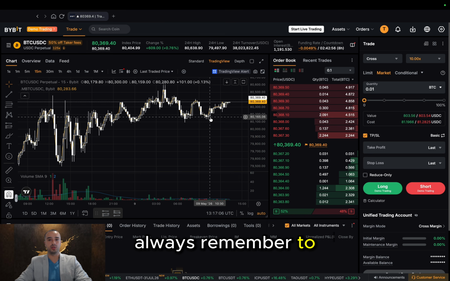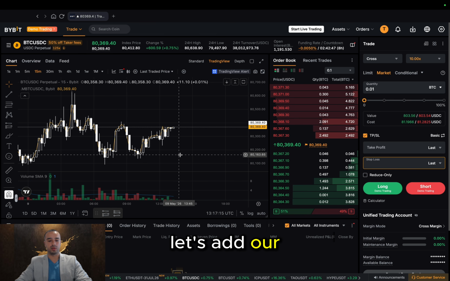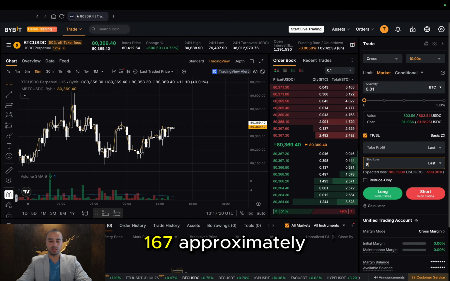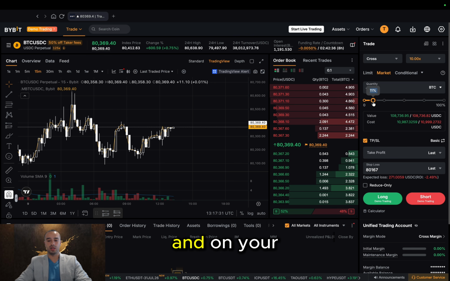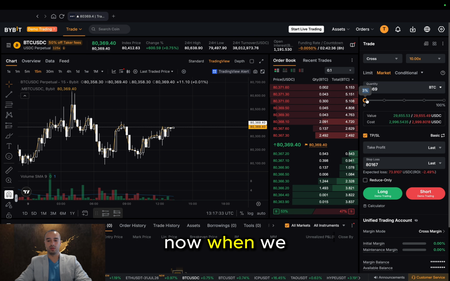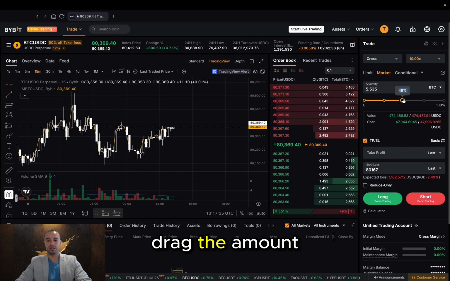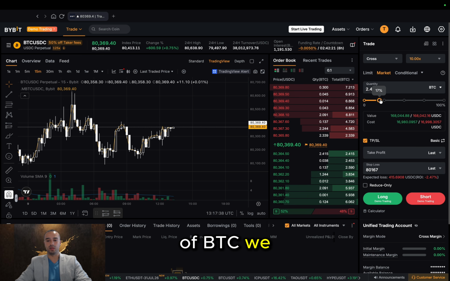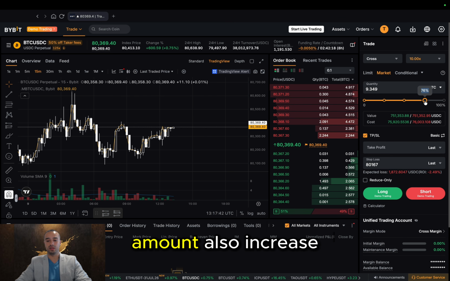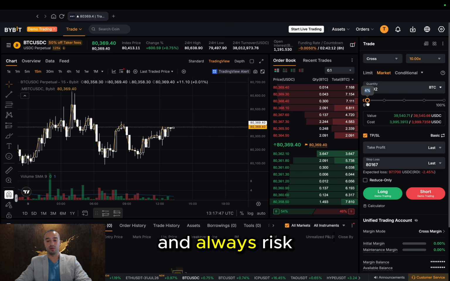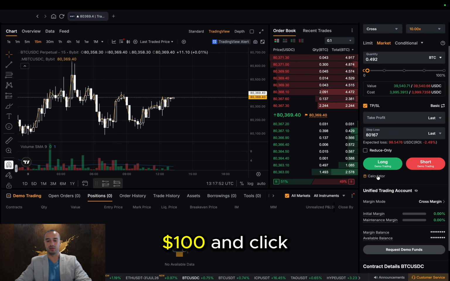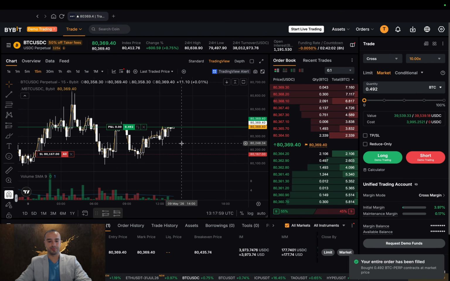Always remember to set your stop loss. Let's add our stop loss at the swing low, 80,167 approximately. And on your stop loss, when we drag the amount of BTC we want to risk, we can see the expected loss amount also increase. So be consistent and always risk the same amount. So let's say $100, and click buy.